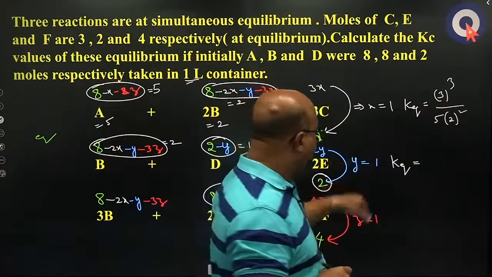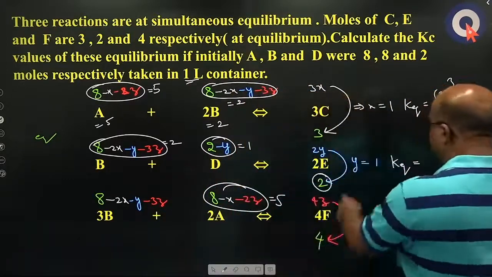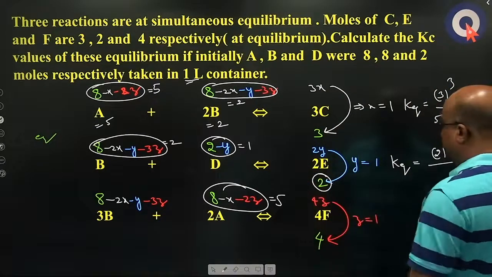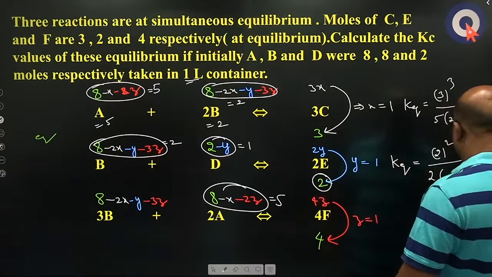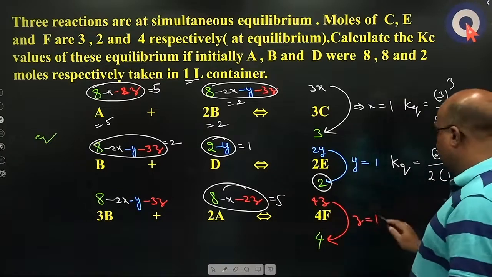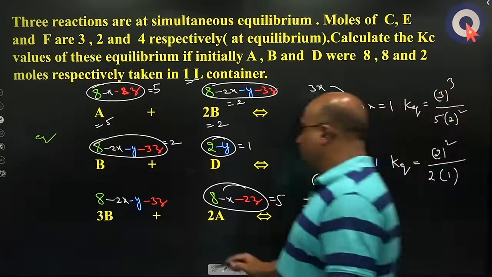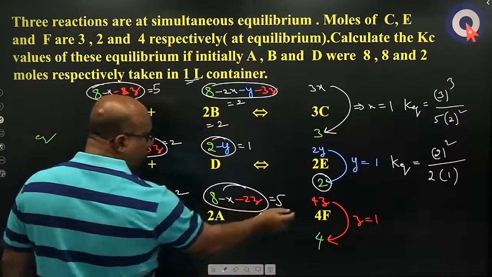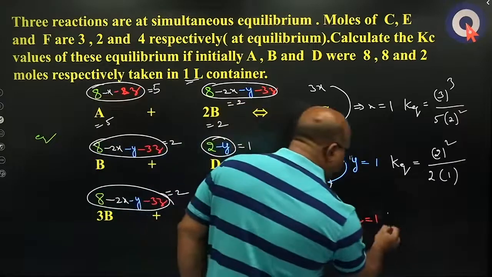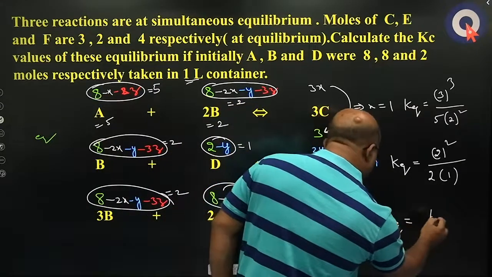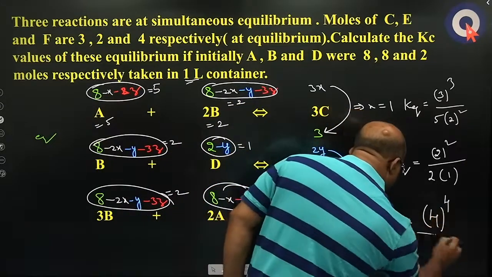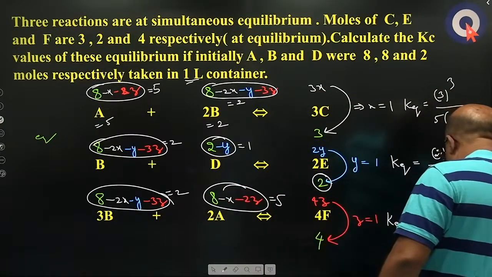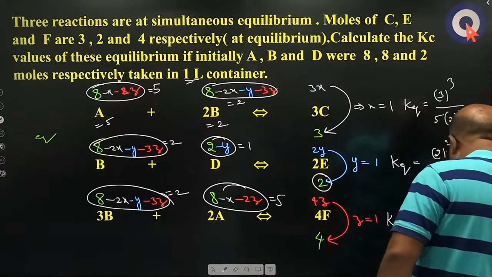So what is K in this case? It's 2 squared by B, that is 2, into this is 1. So this is again 2, this is 5, this is 4. So what is K for this? It's 4 to the power of 4 by 2 to the power of 3, and this is 5 to the power of 2.